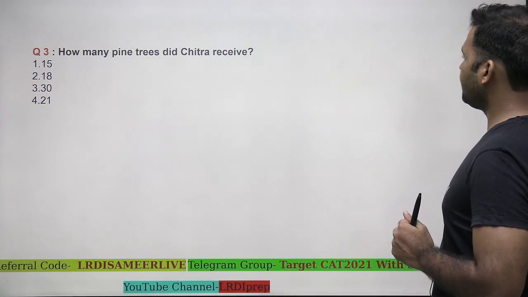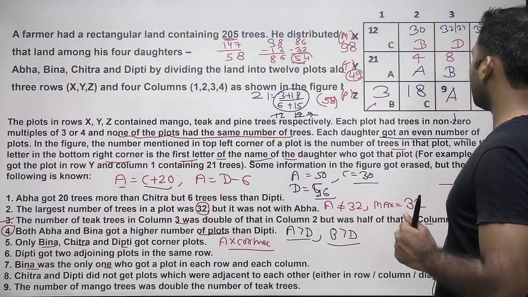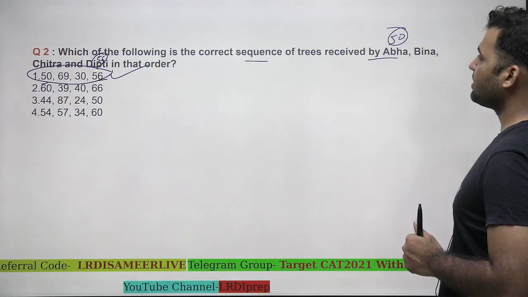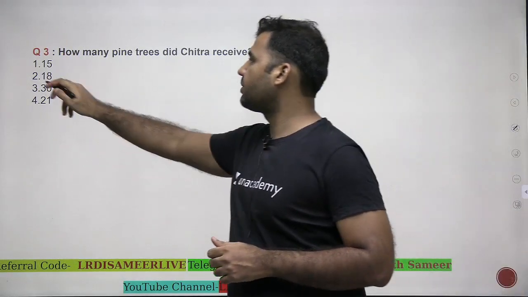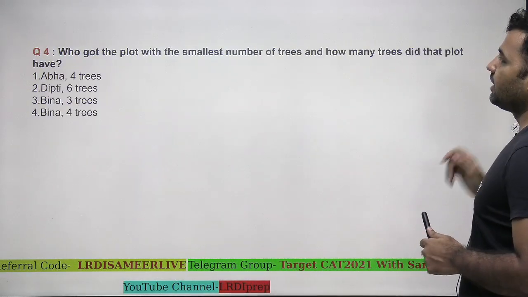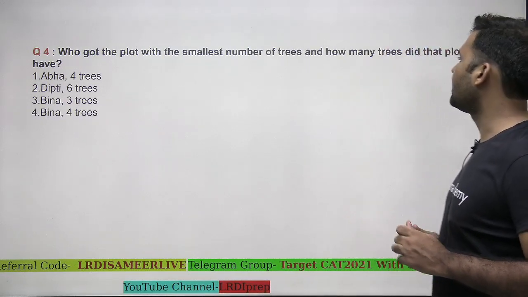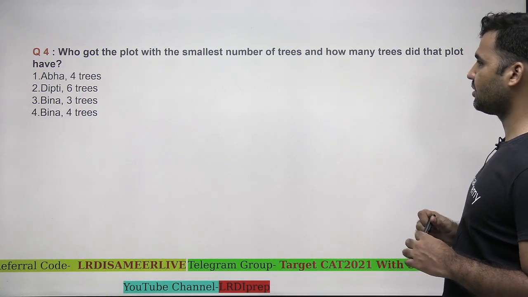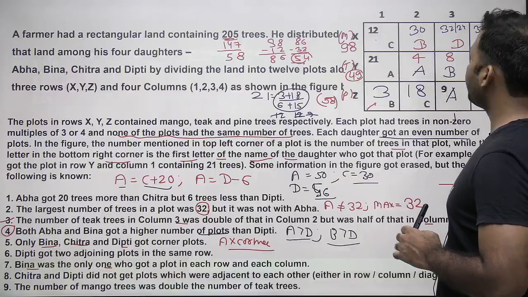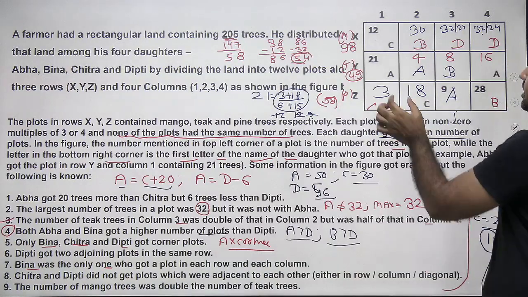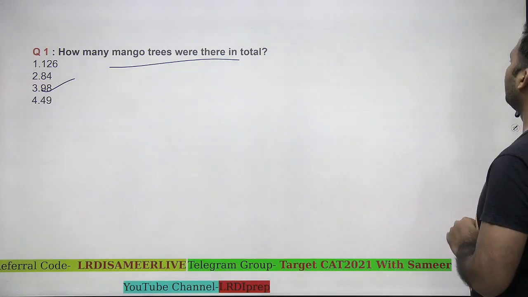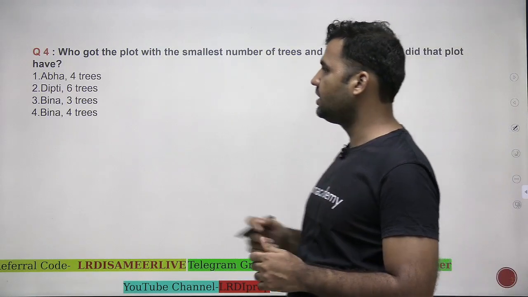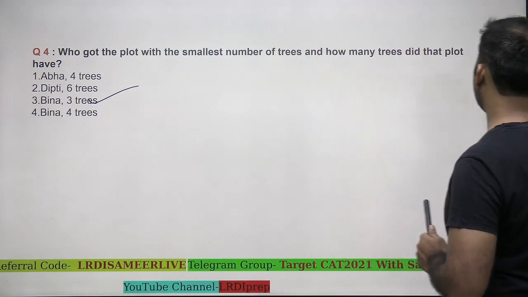How many pine trees did Chitra receive? Pine trees, you can see, are in the third row, and Chitra is having 18 pine trees. So therefore the answer to the question will be the second option. Who got the plot with the smallest number of trees, and how many did that plot have? You see that the smallest number of trees plot is this plot, and B is getting that plot. So the smallest plot had 3 trees, and that's given to B. So the third option would be the correct answer.